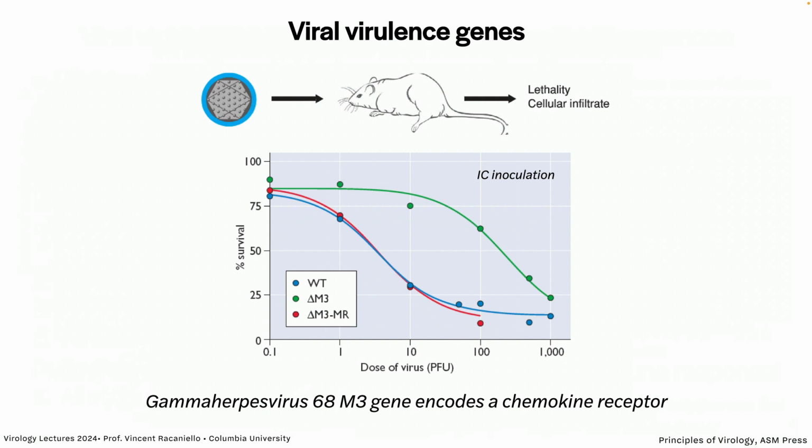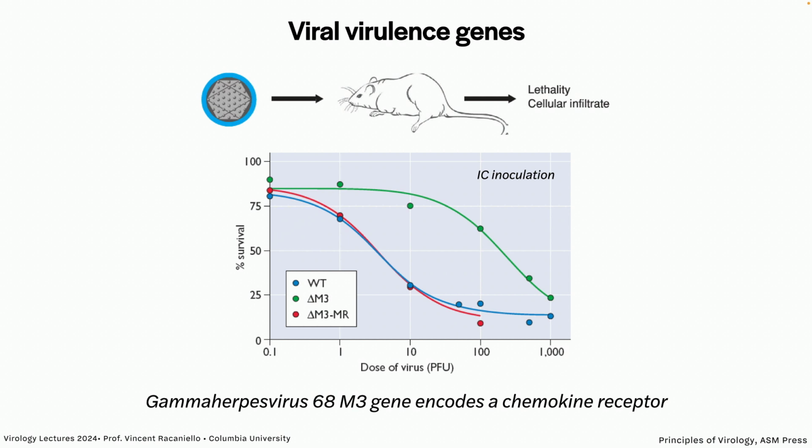Here's another example of a virulence gene. And this one encodes a chemokine receptor. So it's a what did I call it? A viroceptor. So this is a virus called gamma herpes virus 68. This is a herpes virus of mice. So here's an example where we use a murine herpes virus to get some insight into human herpes virus infections.